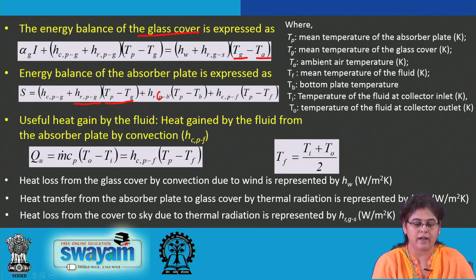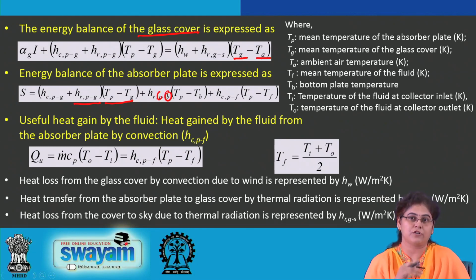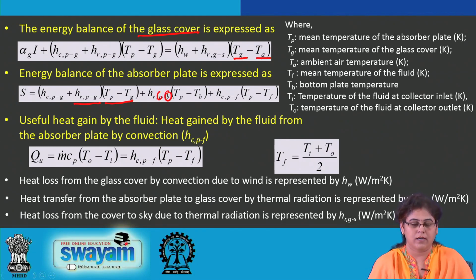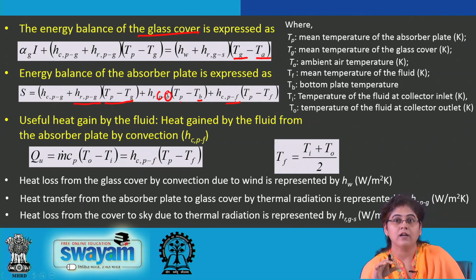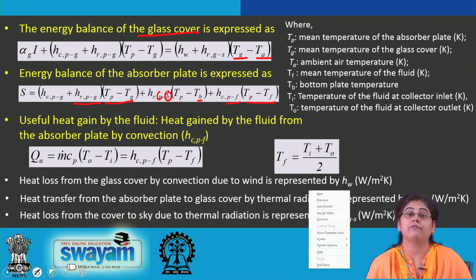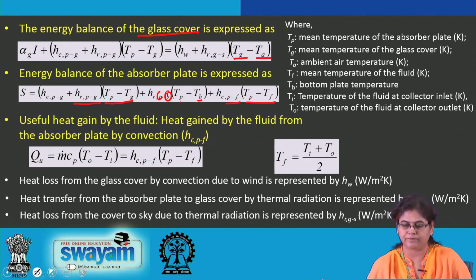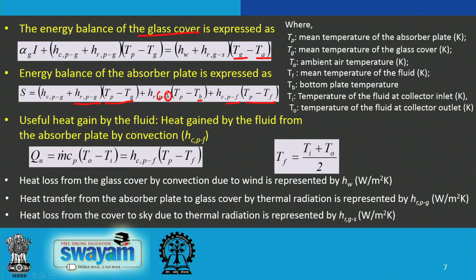This is the absorber plate, and B is the bottom insulation part. For the heat lost from that plate, it is the heat transfer coefficient into plate temperature minus bottom temperature, plus there is a convective heat transfer coefficient between the absorber plate and the fluid. Here the fluid we are assuming as air. So, there will be convective heat transfer from the plate to the fluid, multiplied with the temperature difference between the plate and the fluid. So, the useful heat gained by the fluid, because whatever amount of energy is being absorbed by the air, that is going to help in doing some useful work.